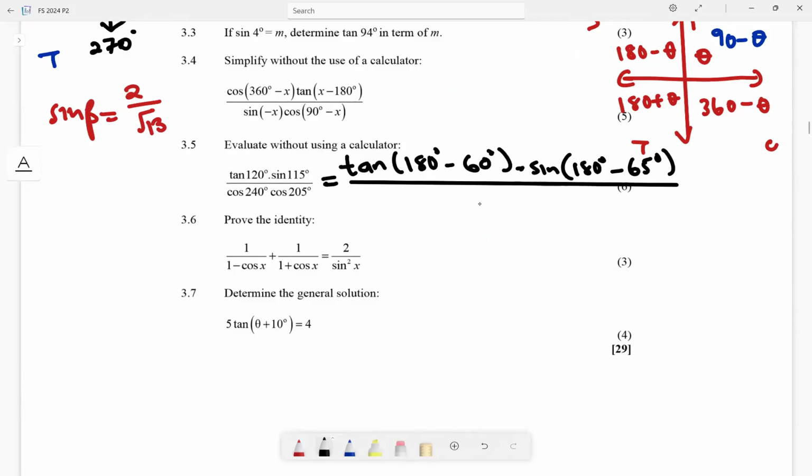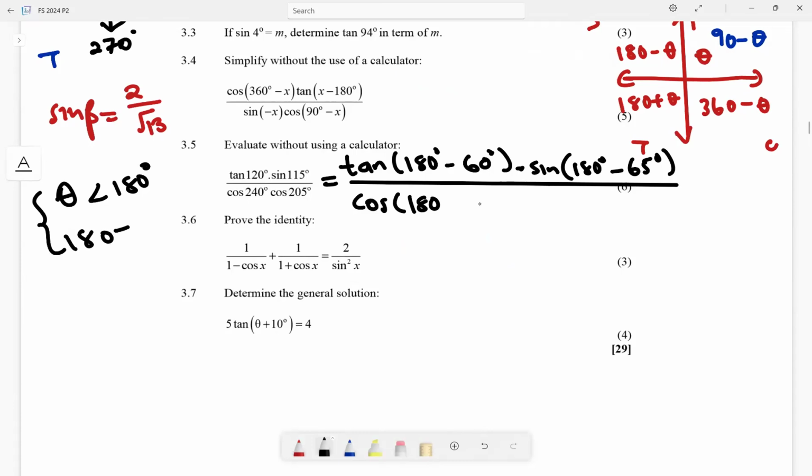All divided by what? Cos 240. Cos 240, this one and this one are double angle. You'll see when you reach grade 12. Cos 240, I can say this is cos 180. If your angle is less than 180, you're going to use this.